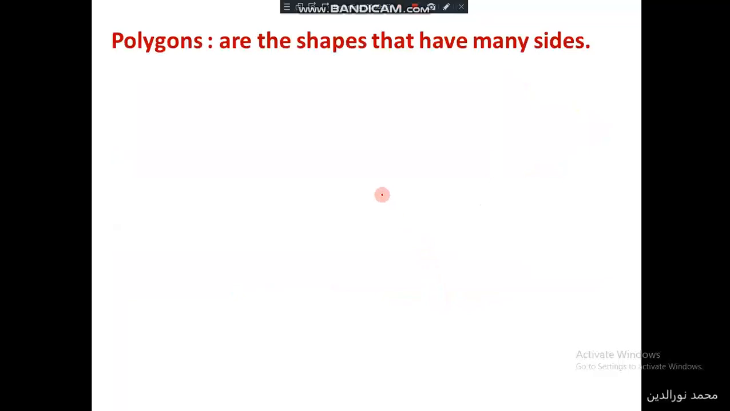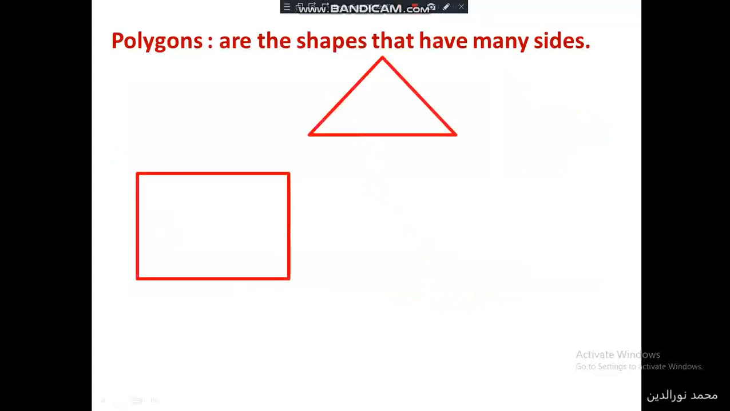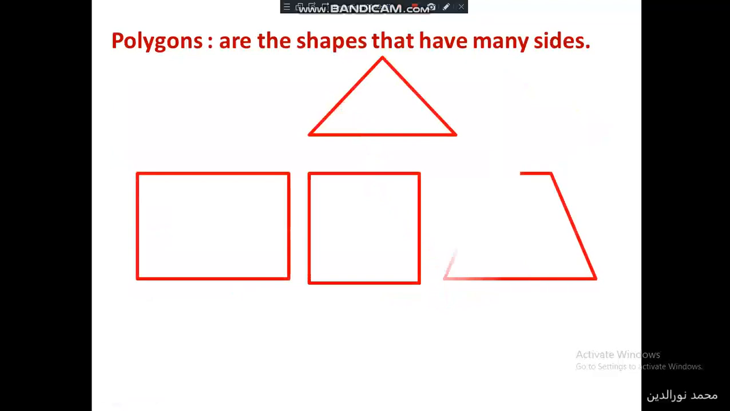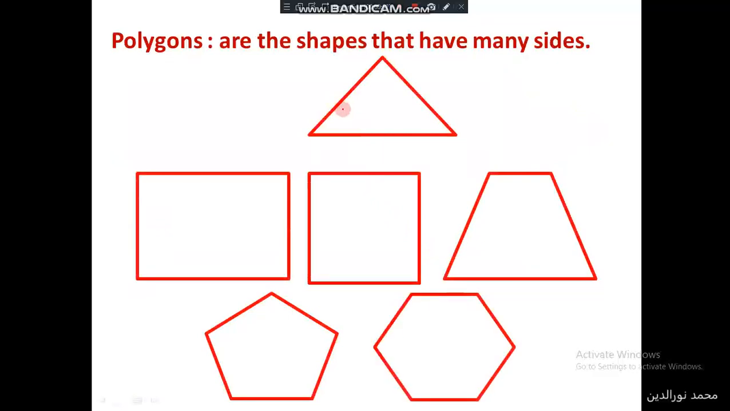So, what do we mean by polygons? Polygons are the shapes that have many sides, like triangle, rectangle, square, trapezoid, pentagon, and hexagon. So all these are polygons, many sides.